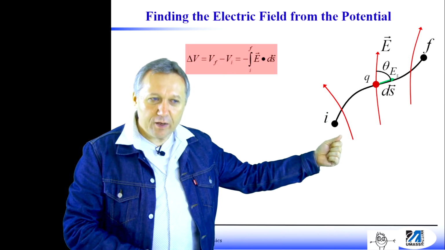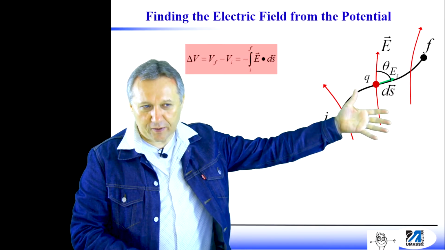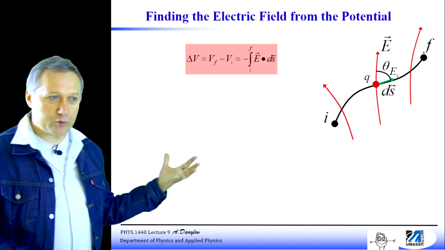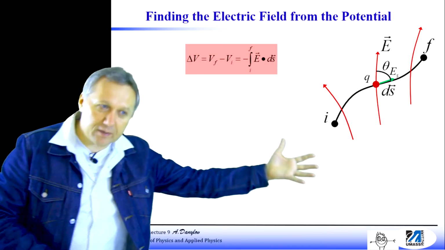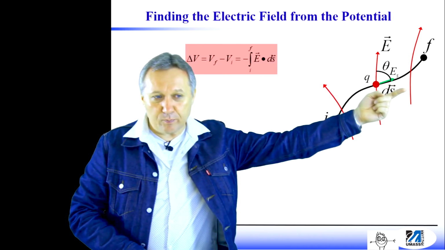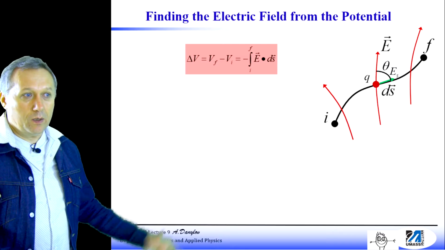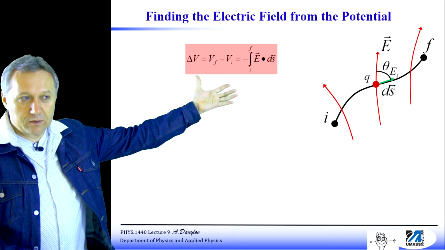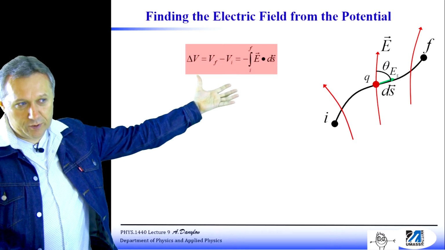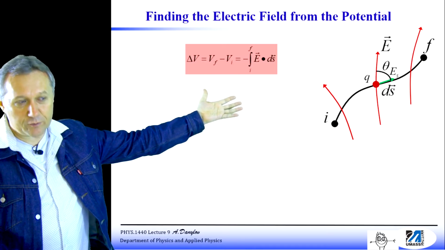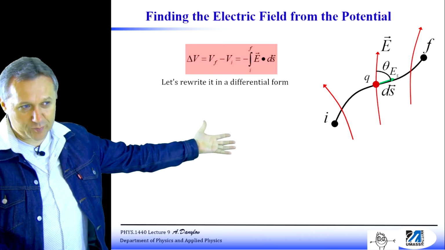So we just move charge Q from the initial to the final point, and the whole path is exposed to the electric field, and the angle theta, and the component of the electric field, E sub S, along the S direction. So now, how do we invert this equation? Of course, we need to write it in a differential form. Basics of calculus, you remember, right?